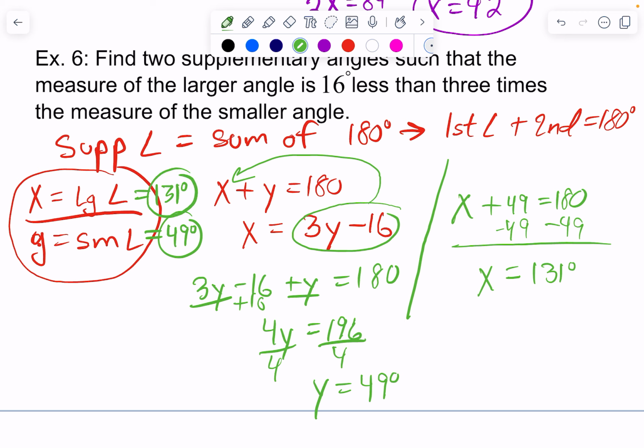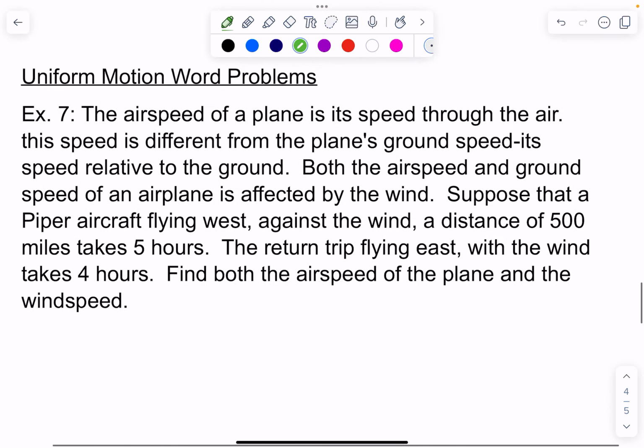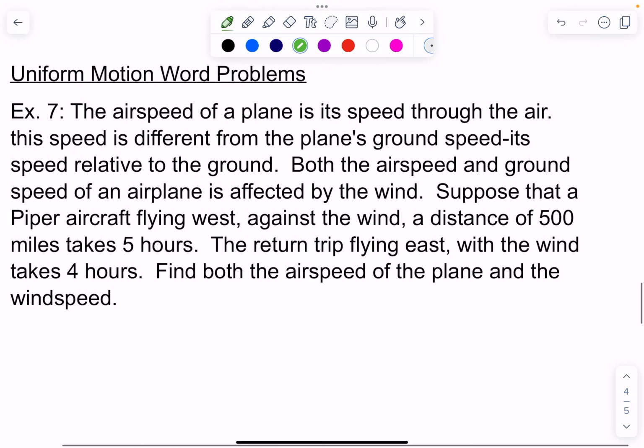All right. Last two. We're almost done. This is by far the most important. This is very, very common and very useful. And it's not as hard as you think it is. So bear with me, take a deep breath. We got this. It's uniform motion word problems.